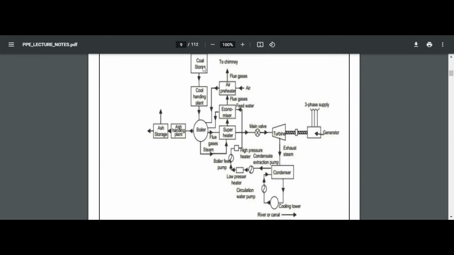By burning the coal, the hot water in the boiler is converted into steam. This steam is sent to superheater, and in superheater the steam is again heated, and this steam is converted into superheated steam. And this superheated steam is sent to turbine. In this turbine, the kinetic energy of superheated steam is converted into mechanical energy, and mechanical energy of turbine is again converted into electrical energy by the generator.